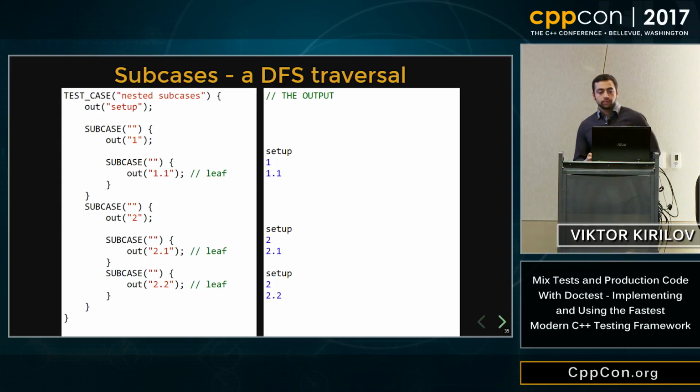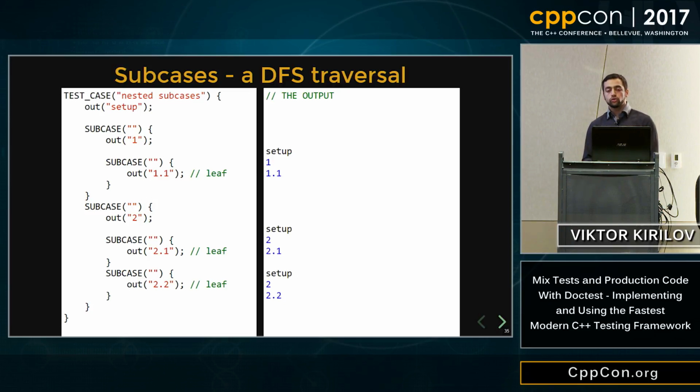So let's talk about subcases. In this case, we see that setup is printed 3 times. That means it's at the top of the test case. That means that the test case has been re-entered 3 times. And we also see that there are a bunch of nested subcases. So they resemble something like a tree. And there are 3 leaf nodes, if we can call them like that.